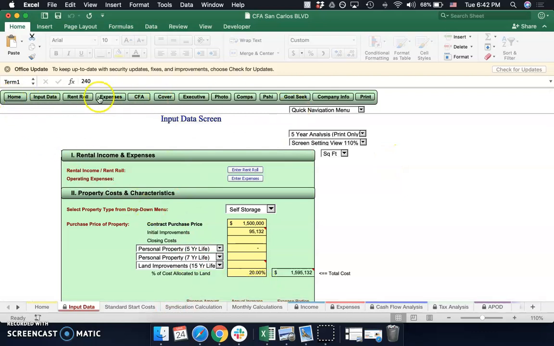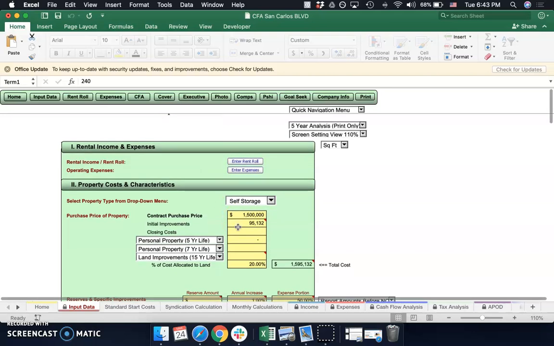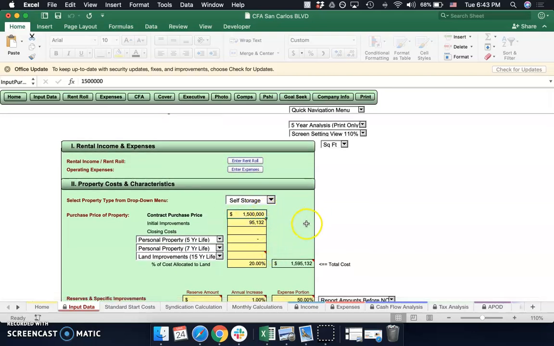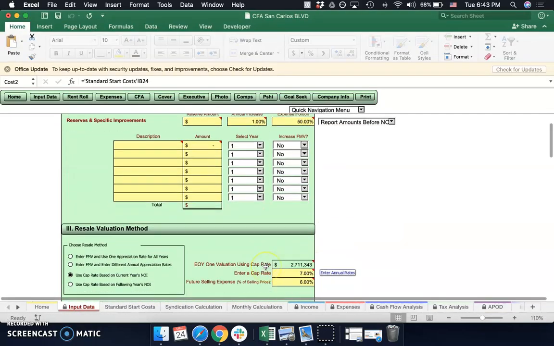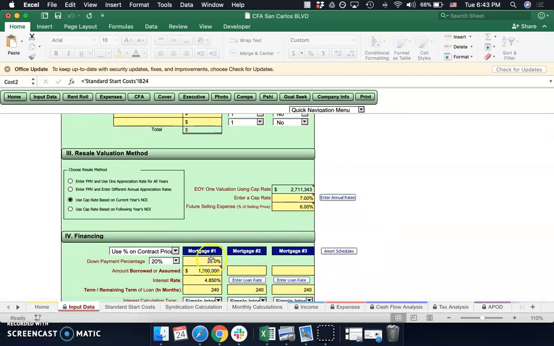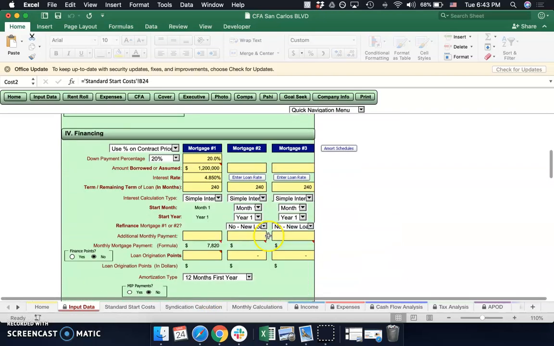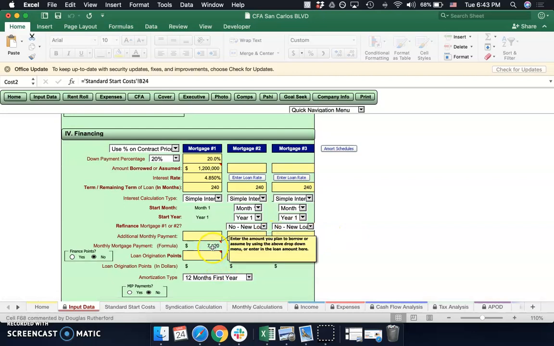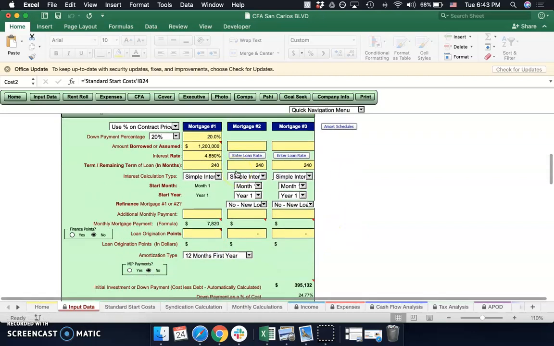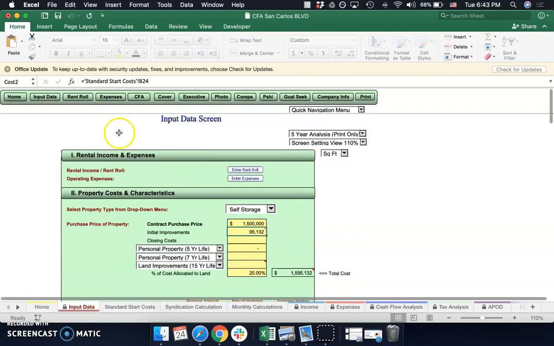We've got some tabs here up at the front. We're on the input data screen right now, where we're going to talk about how much we're paying for our property, our improvements, and we're also going to talk about our cap rates, our financing sections, everything of that nature, to get our mortgage payment and what the capital stack is going to look like on this.